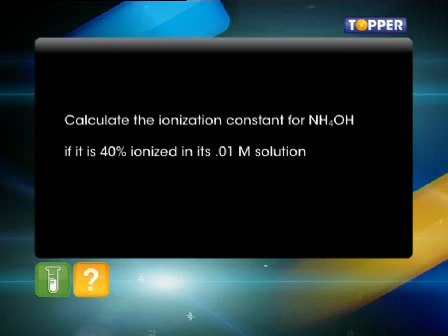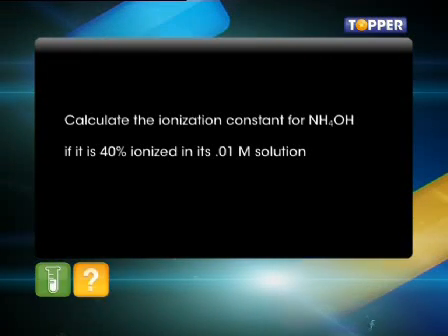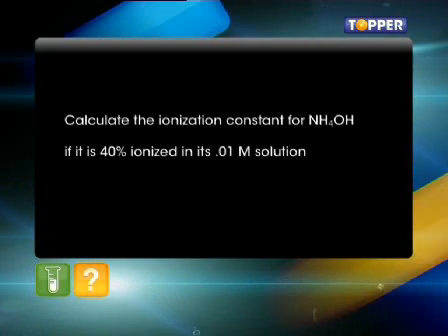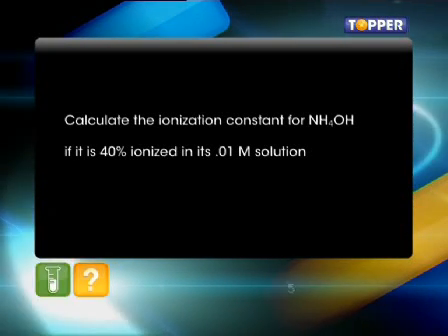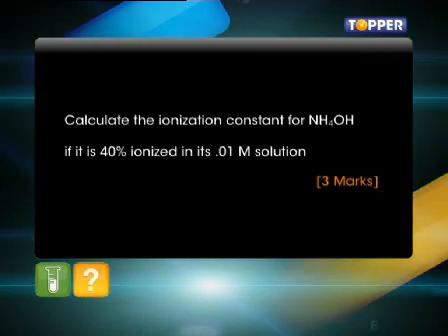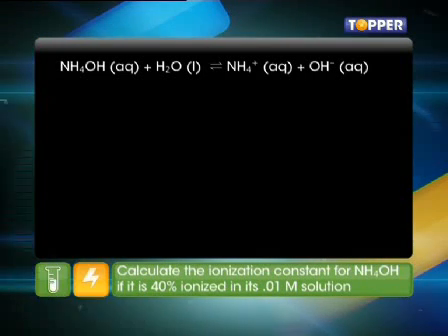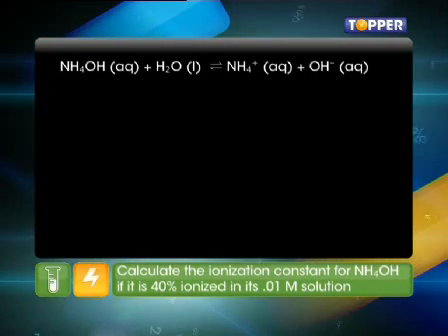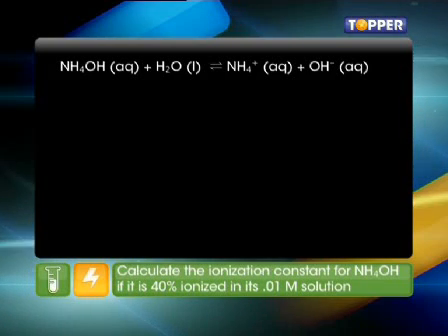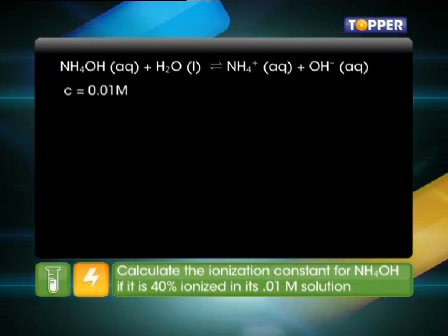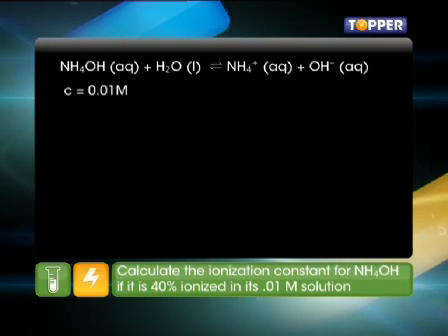The question is, calculate the ionization constant for ammonium hydroxide if it is 40% ionized in its 0.01 molar solution. This question carries 3 marks. And here is how you should answer it. Ammonium hydroxide ionizes into ammonium and hydroxide ion as shown in the equation. As given in the question, the initial concentration C of ammonium hydroxide is 0.01 molar.